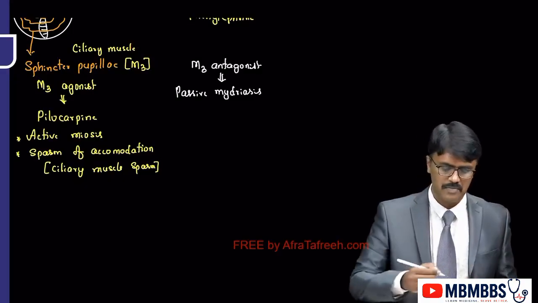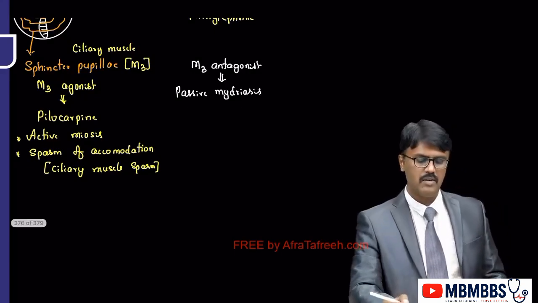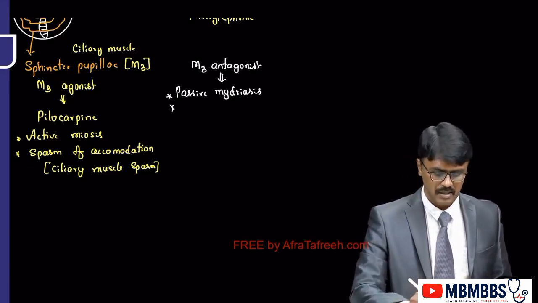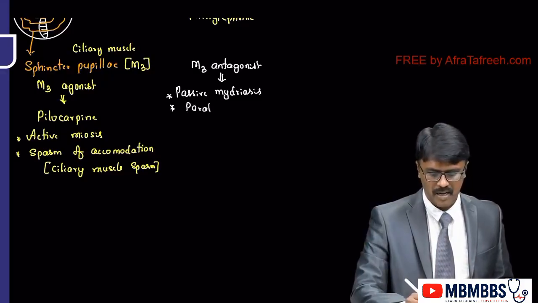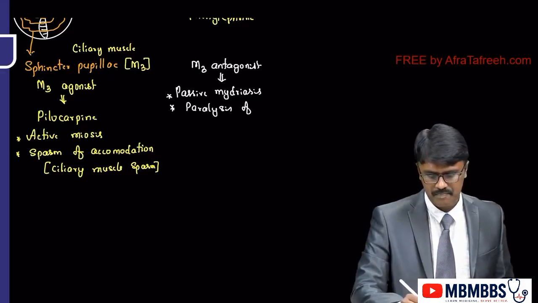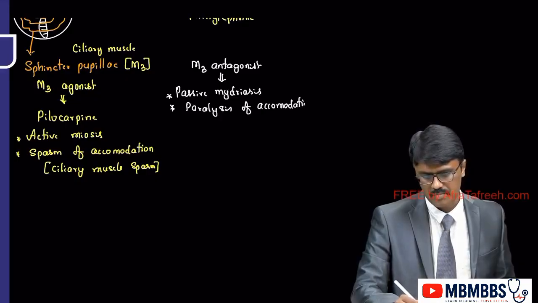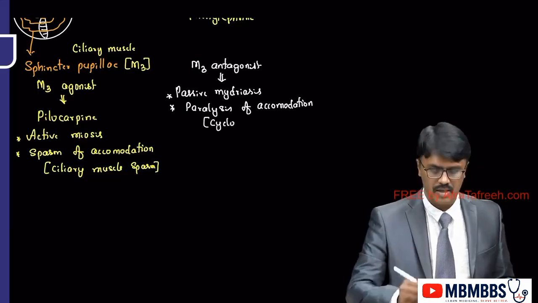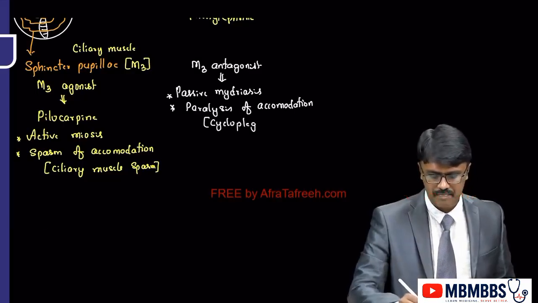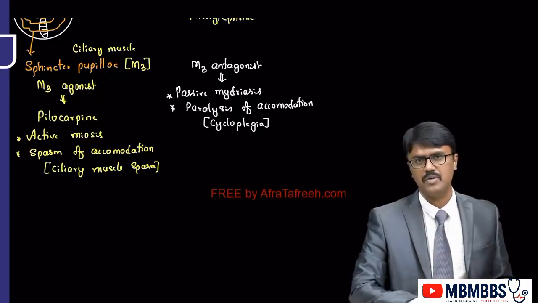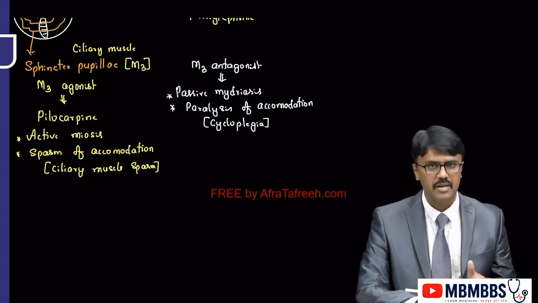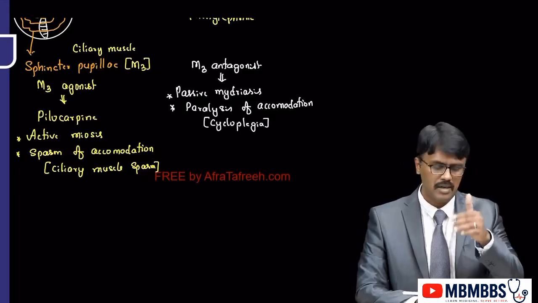The drugs which are M3 antagonists are passive mydriatics, and when you block M3 in the ciliary muscle, there is paralysis of accommodation. This is also called cycloplegia. The meaning of cycloplegia is that the patient cannot see near objects clearly. Far objects are clear, but near objects are blurred.